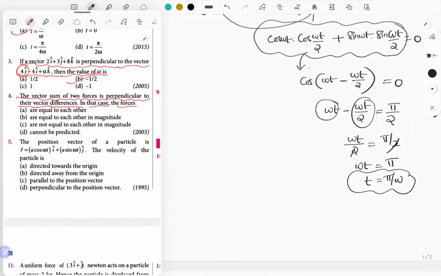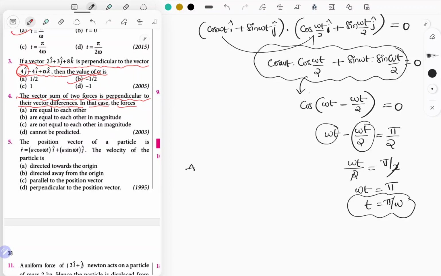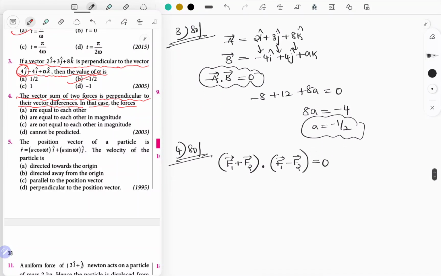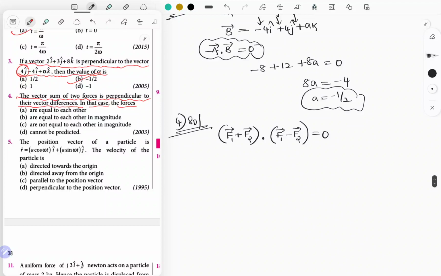How is the dot product going to be 0? The dot product of two vectors is a bar dot b bar, which is equal to ab cos theta, where theta is the angle between a bar and b bar. If it is 90 degrees, then ab cos 90 is 0. So the dot product of two mutually perpendicular vectors is going to be 0. They gave in the question very clearly that the sum of two forces is perpendicular to their vector difference.